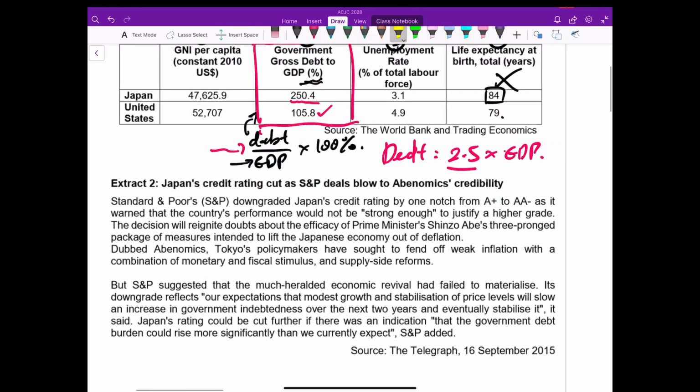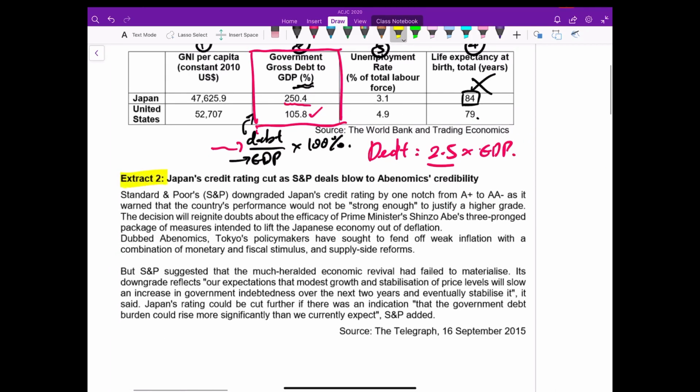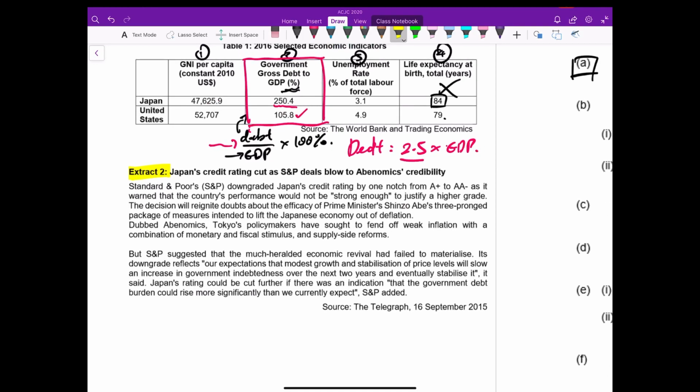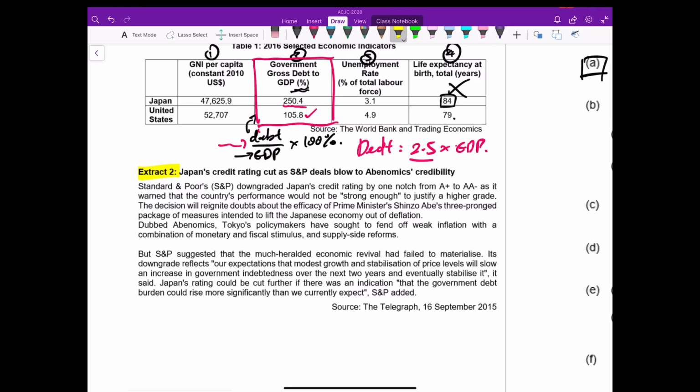So the question directs us to extract 2. So always make sure you're on the correct extract, right? Let's read extract 2 and fish out the main arguments. I won't go through the entire extract. Standard & Poor's downgraded Japanese credit rating by 1 notch. So A plus is the highest, and then A minus is the second highest. So basically they got bumped down, right? So this is what happened.